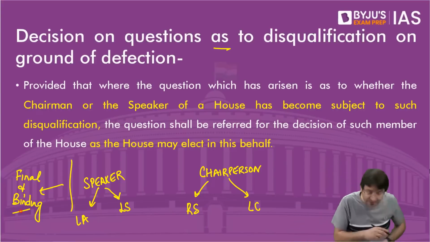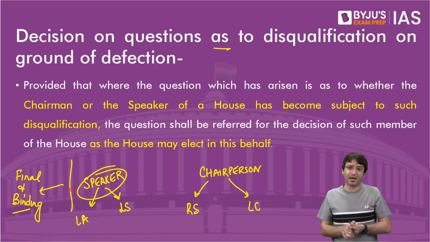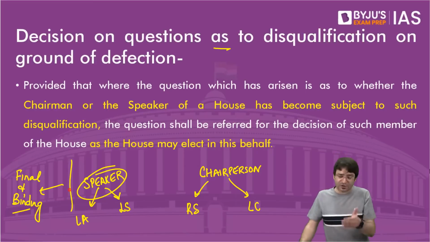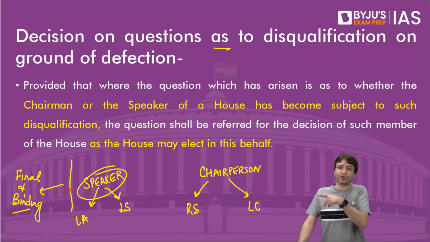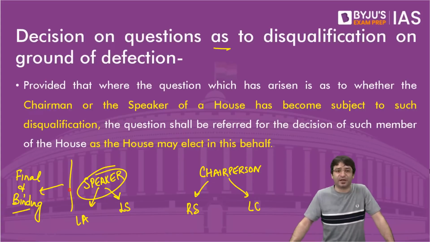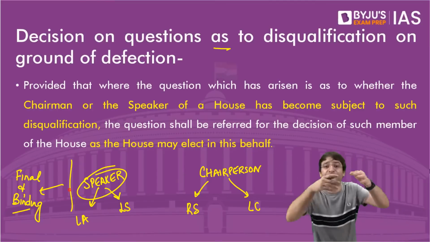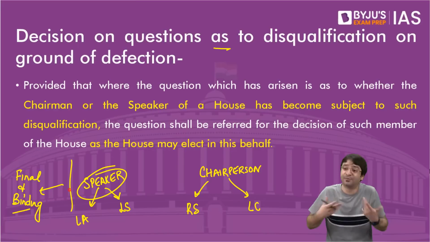But what if the speaker himself is subject to disqualification? I am Mr. Om Birla. I was given ticket by the BJP, became the member of the Lok Sabha, belonging to the BJP. I became now the speaker. And after the speaker's election, I joined the Congress. BJP will cry, disqualify, disqualify, disqualify. I am the speaker. I'll say, I will not disqualify myself.